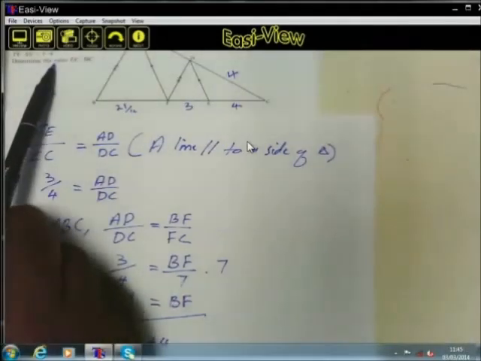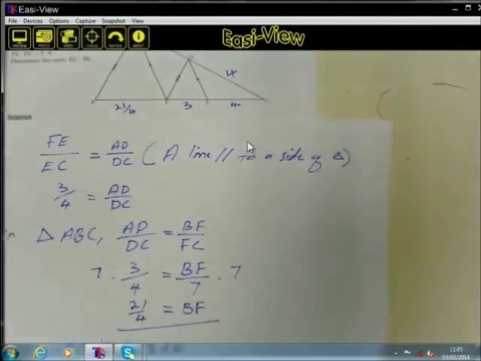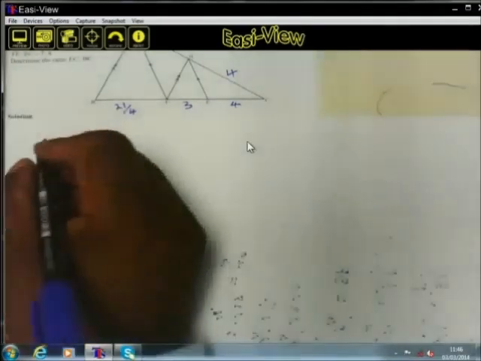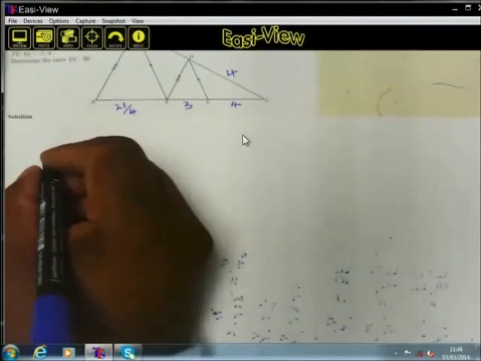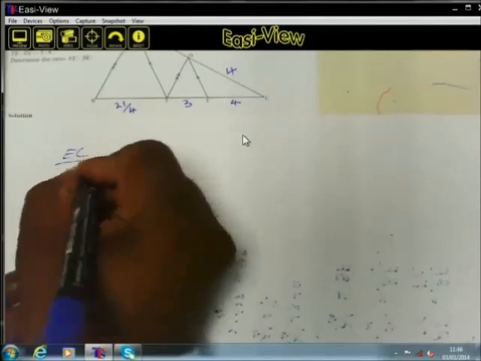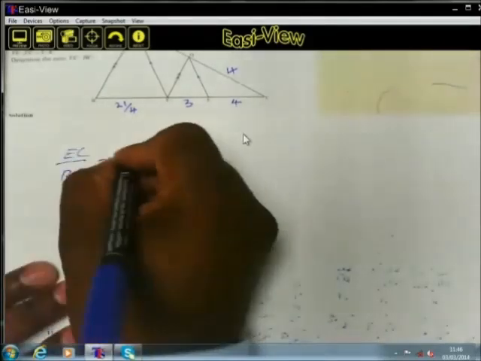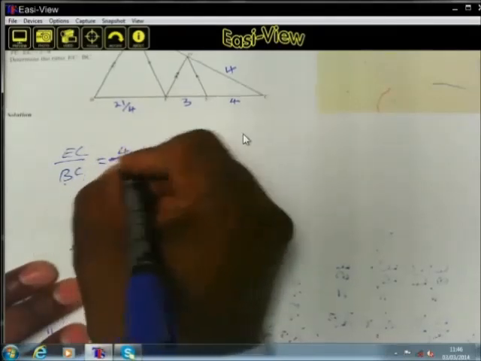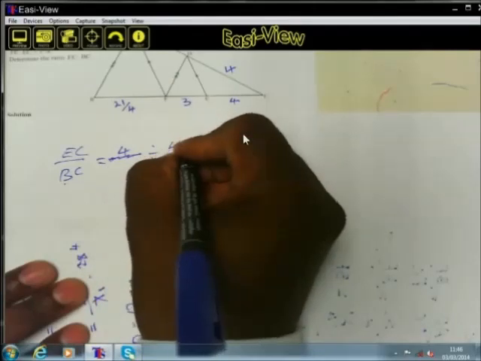Let's answer the question. The question states, determine the ratio of EC is to BC. Now let's write down the answer there. Quickly, let me try and work it out. If we answer the question, we'll then say EC over BC will be equals to, remember EC we said it's 4, BC we said it will be 49, or maybe I should write 4 divided by 49 over 4.